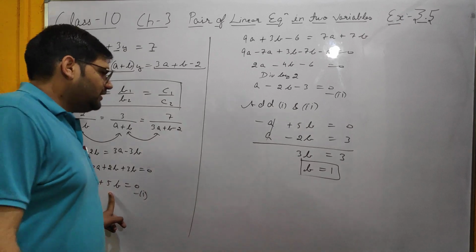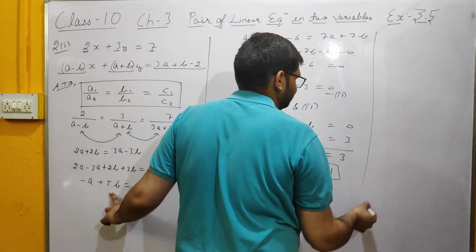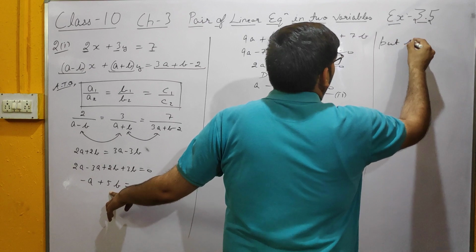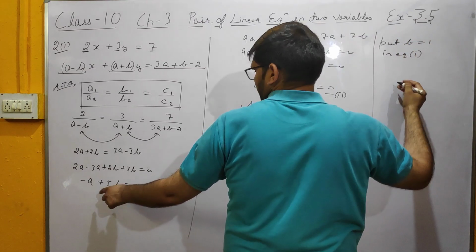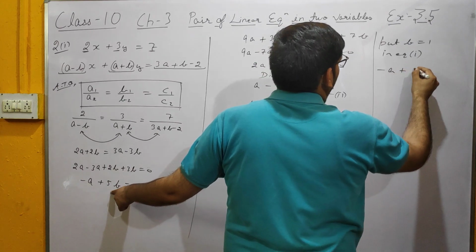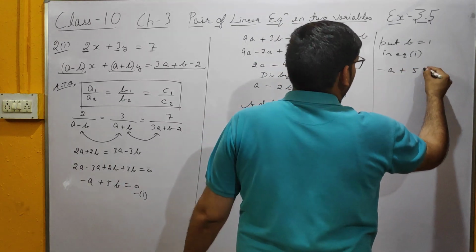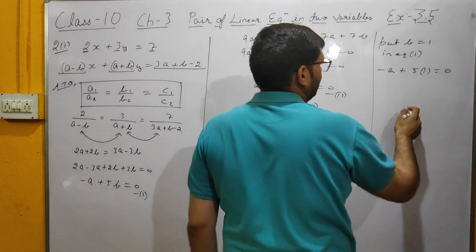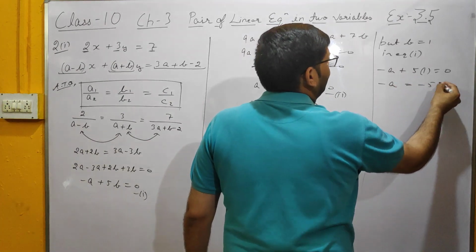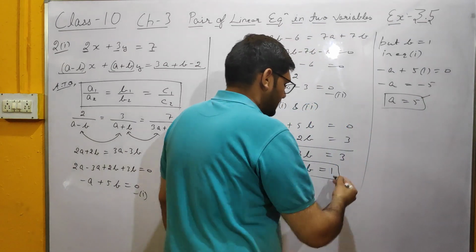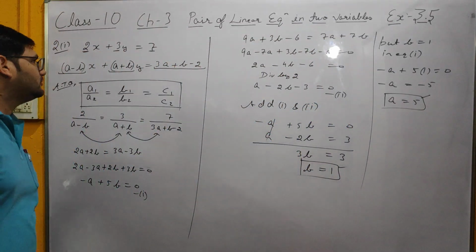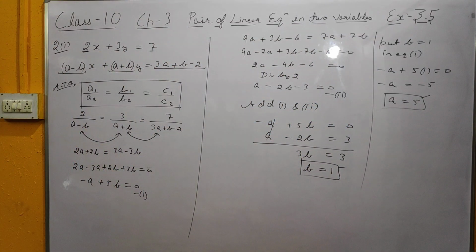We'll put the value of b in equation number 1. Put b equals 1 in equation number 1. So minus a plus 5, instead of b put 1, equals 0. So minus a equals minus 5, or a equals 5. So this is the value of a and this is the value of b. So in this way we can solve the first part.